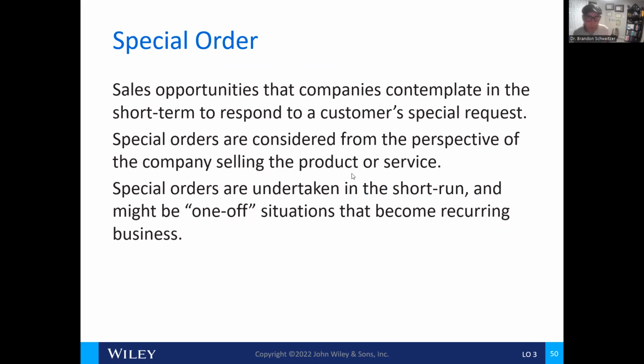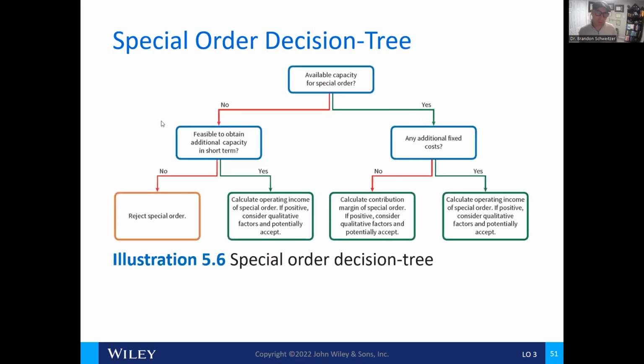What about special orders? This is where a customer comes in and makes a special request. Special orders are considered from the perspective of selling a product or a service, and oftentimes also in manufacturing. We take a look at the short run, and it might be a one-off situation. So we take into consideration a type of decision-making tree.